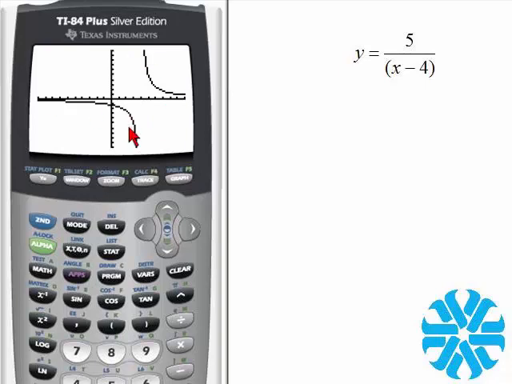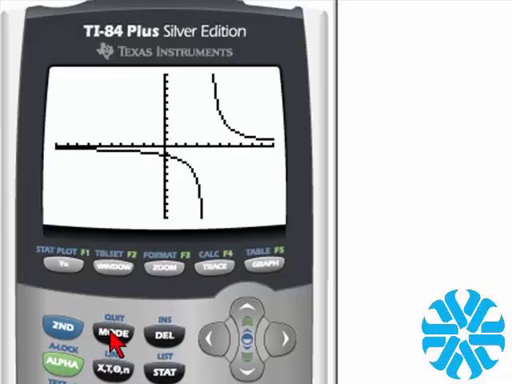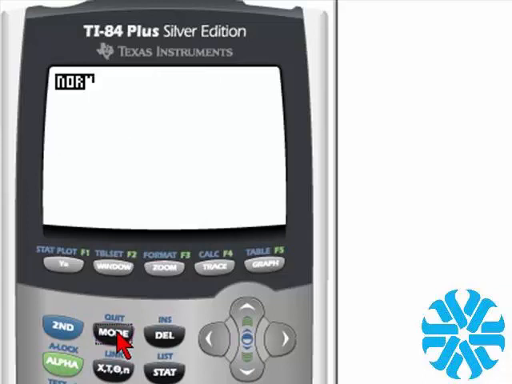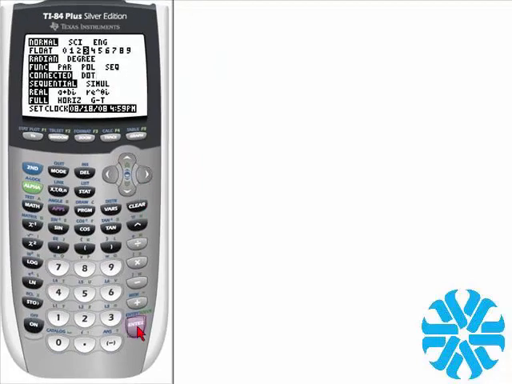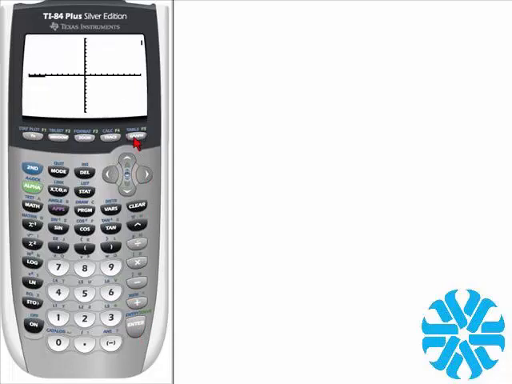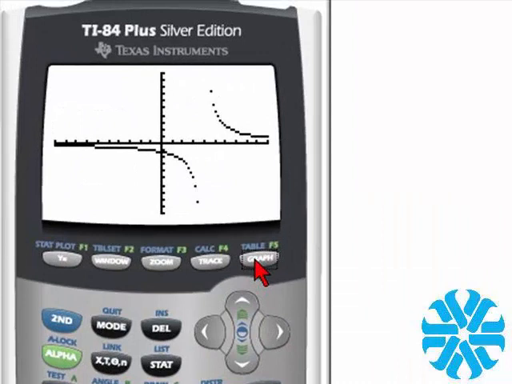It's really simple. Remember that we have a mode button right here, and you click on mode. Okay, and you can see right here it says connected, so we are graphing all functions in the connected mode. So to change it to dot mode, we simply move the cursor down and then go one to the right and then hit enter. Now everything's going to be shown in dot mode. So if I go ahead and hit graph, you can see the function graphed in dot mode.